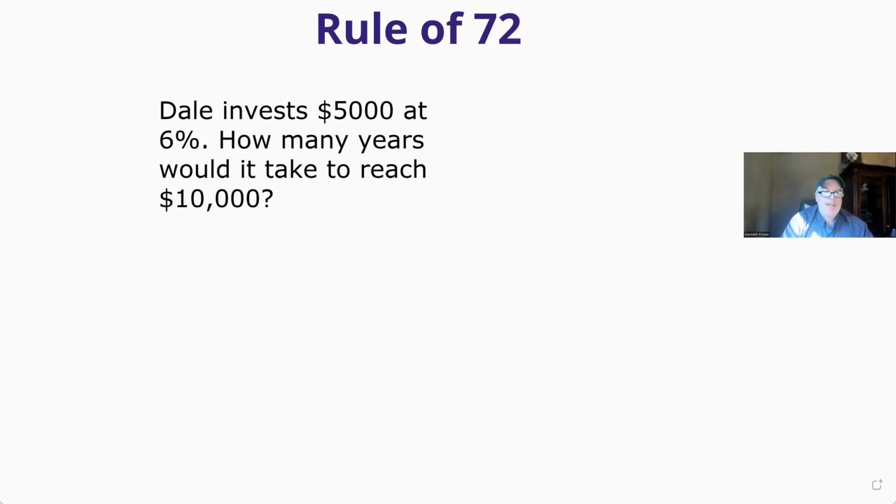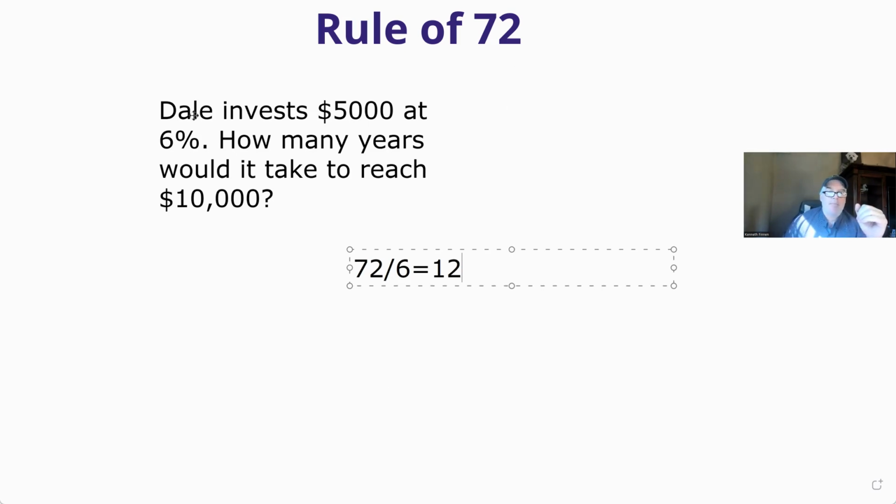So let's do this. Dale invests 5 grand at 6%. How many years would it take to reach 10 grand? Okay, so all we're going to do is 72 divided by 6, whatever that is. It's like 15 or something. Let's find out. No, it's like 12, right? I have no idea, I'm just being an idiot. So 72 divided by 6 is going to equal 12. So if Dale earns 6% on his money, it will take 12 years to double his money.